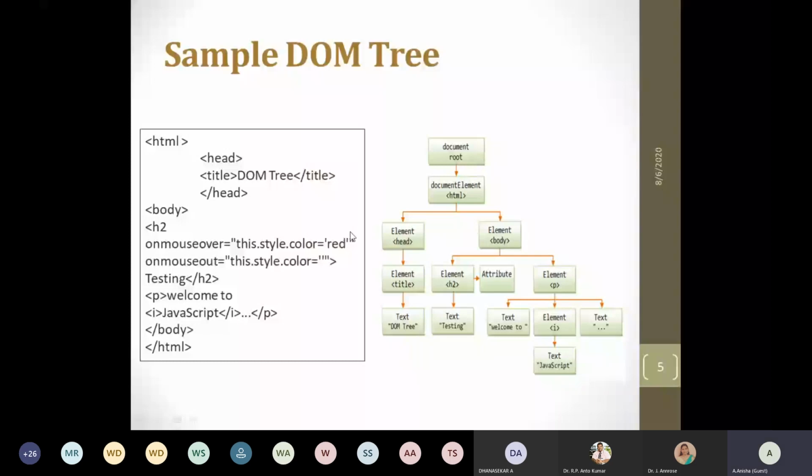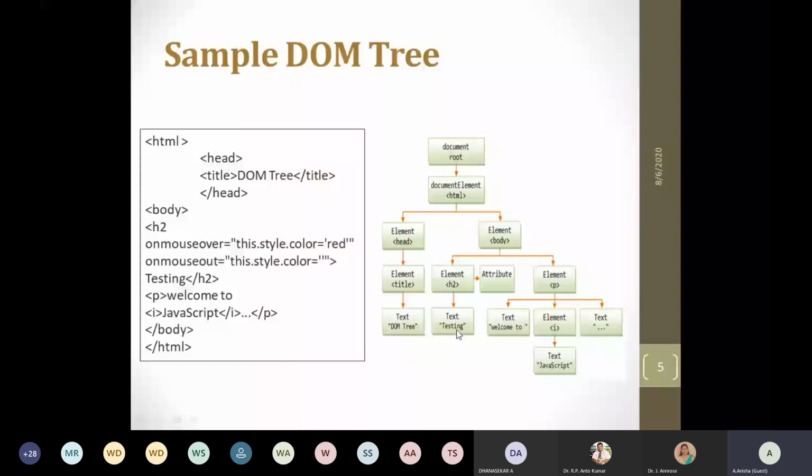Coming to the body part, it has two children, H2 and paragraph tag. The H2 tag has two children: it has an attribute node with attribute values, and it also has a text node. So H2 has two children, the text node and the attribute node.